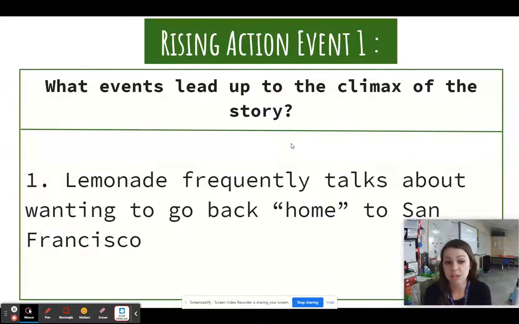So an event 1 could be Lemonade frequently talks about wanting to go back home to San Francisco. Like every other page, she was talking about how she wanted to go home with her real friends, stay with Miss Cotton, all of that stuff. So that could be your first event.